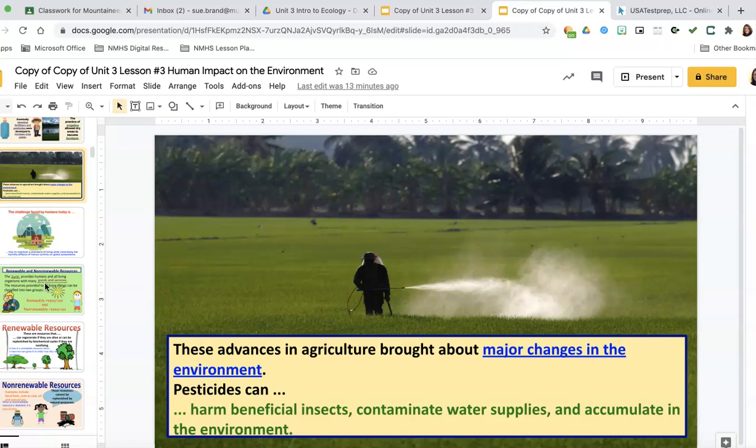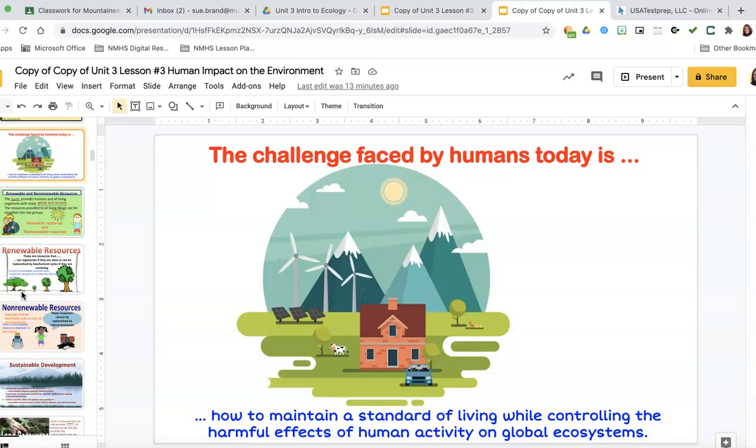These advancements in agriculture brought about major changes in the environment. So pesticides can harm beneficial insects, contaminate water supplies, and accumulate in the environment. So the challenge faced by humans today is how to maintain a standard of living while controlling the harmful effects of human activity on global ecosystems. So even though we've made advances in the way we live and we have a stable food supply, all of that has an impact on our environment.